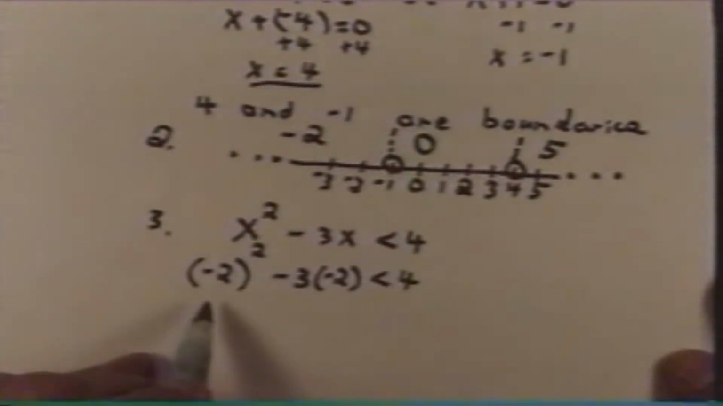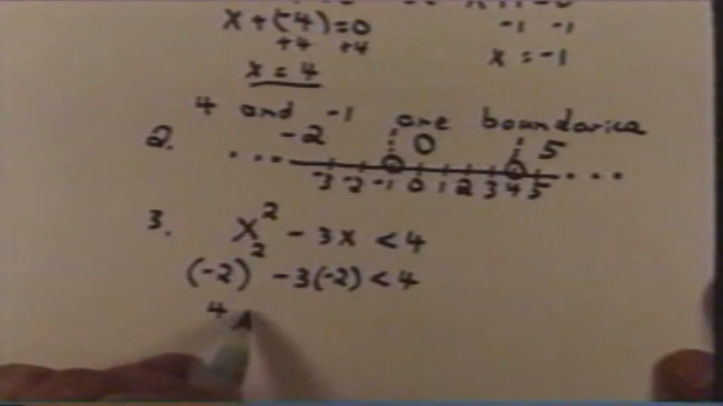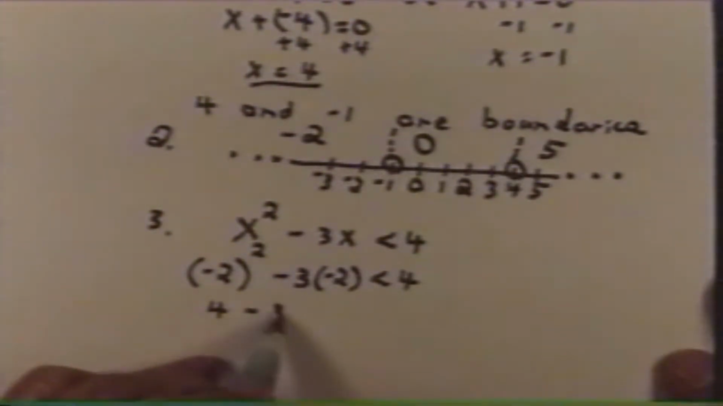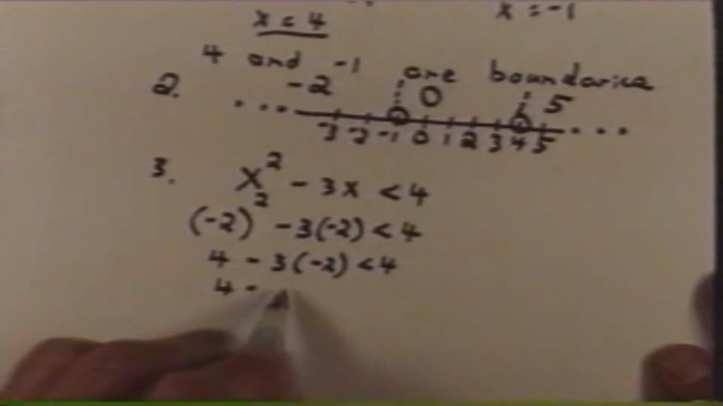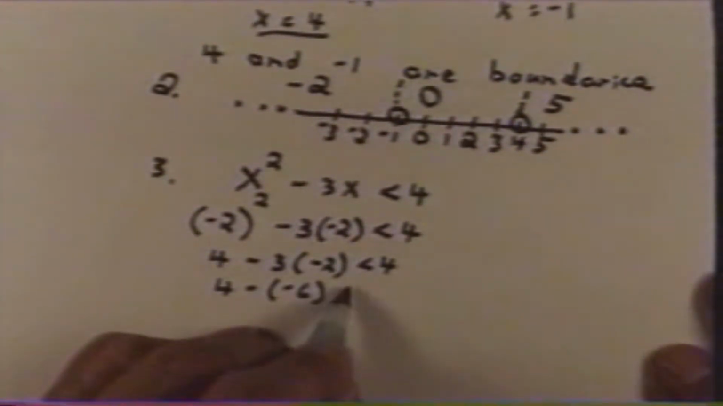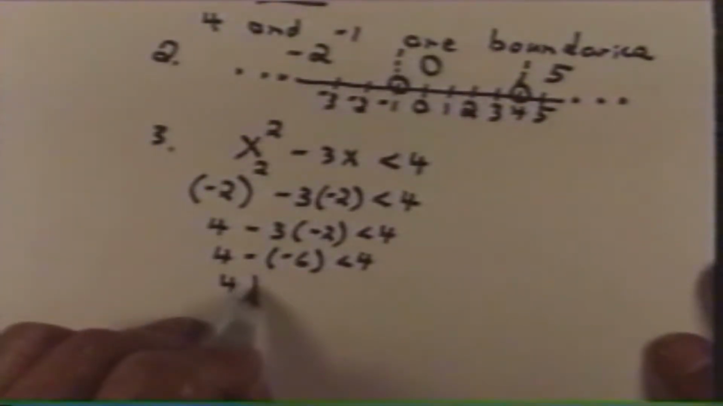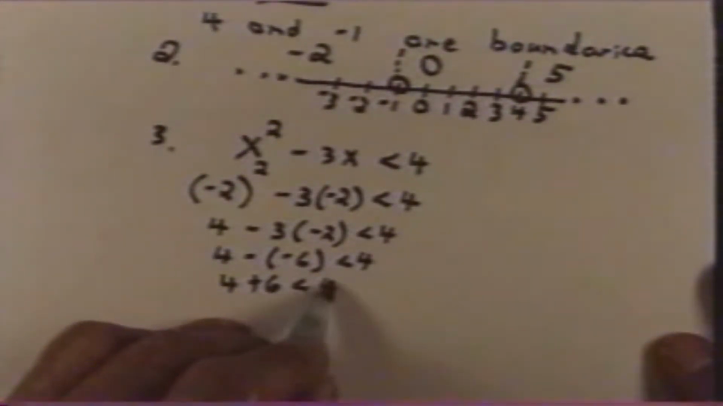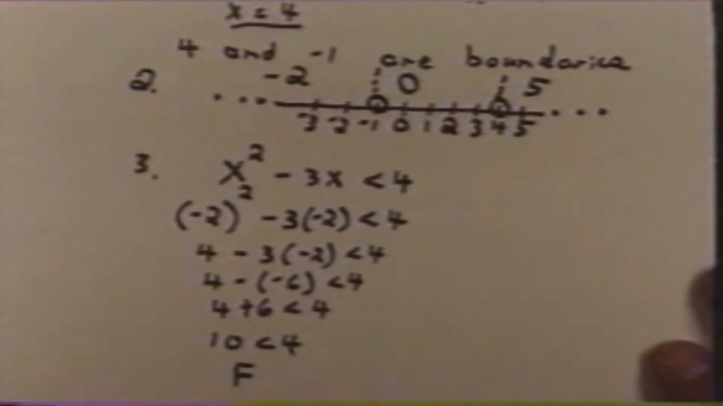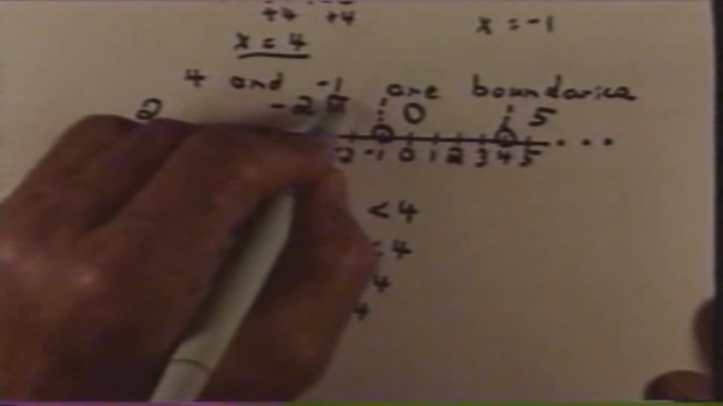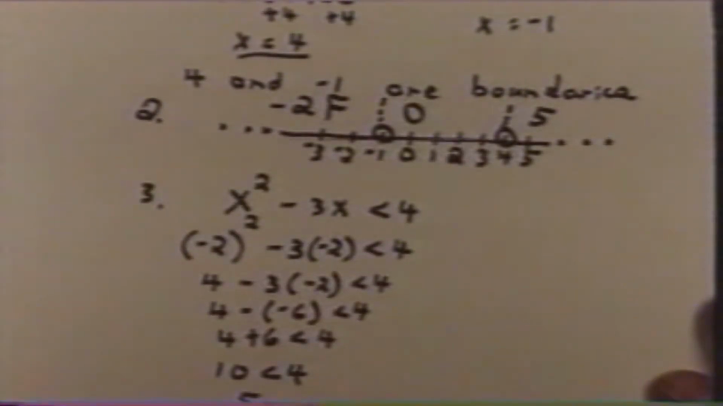Do exponents first. -2 squared is 4. Subtract. 3 times a -2 is less than 4. Now multiply. Before subtract, a -6 is less than 4. 4 plus 6 is less than 4. 10 less than 4, which is false. So this region gave me a false.